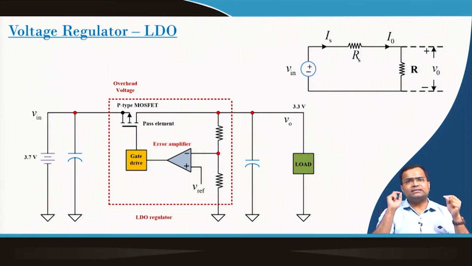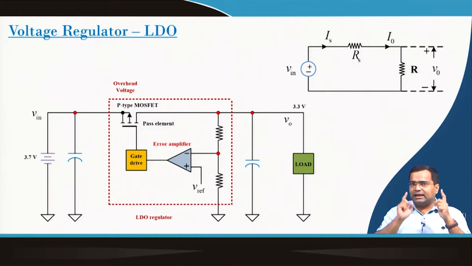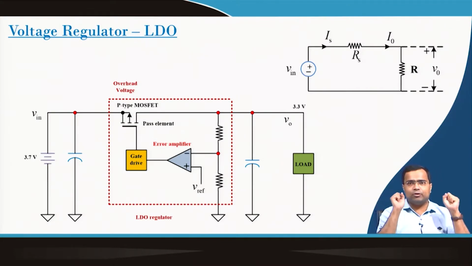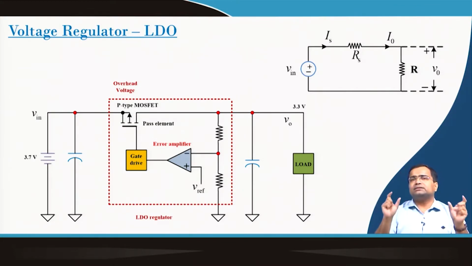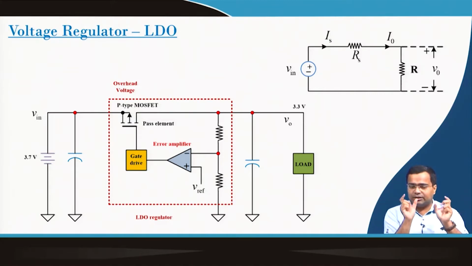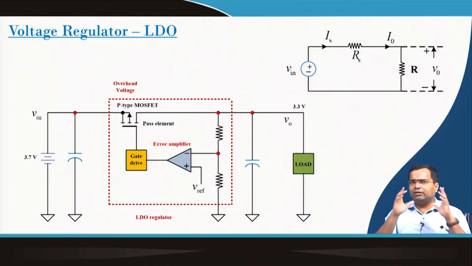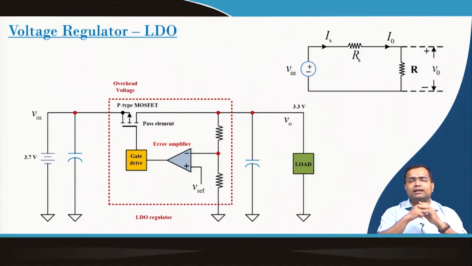We generally put a resistive divider, and then we compare with the desired reference voltage, and accordingly we generate the gate voltage such that the drop across the PMOS transistor, here we are using PMOS, is created in such a way that the output voltage is maintained. And here we also use an input capacitor and an output capacitor in a practical linear dropout regulator.